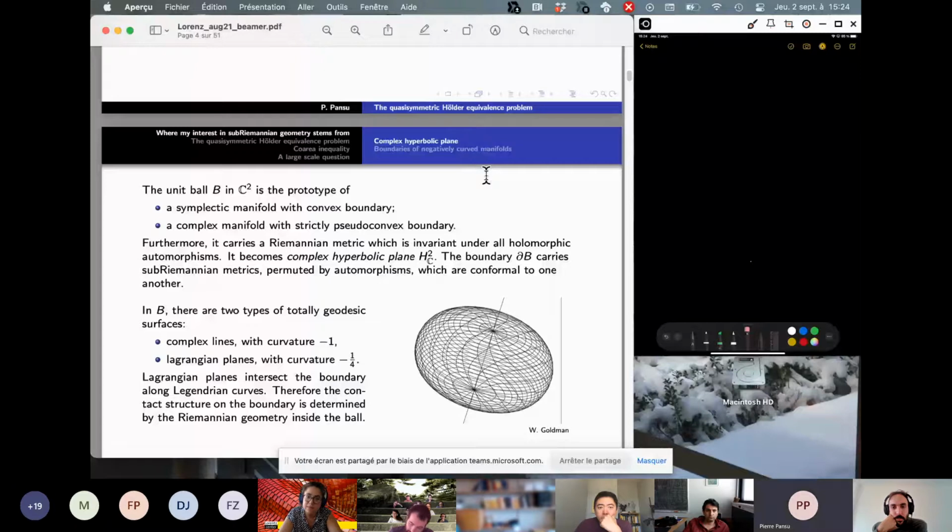And this is a boundary point. And I imagine that's the end point of some geodesic that lives in the ball, in the 4-dimensional Riemannian manifold.